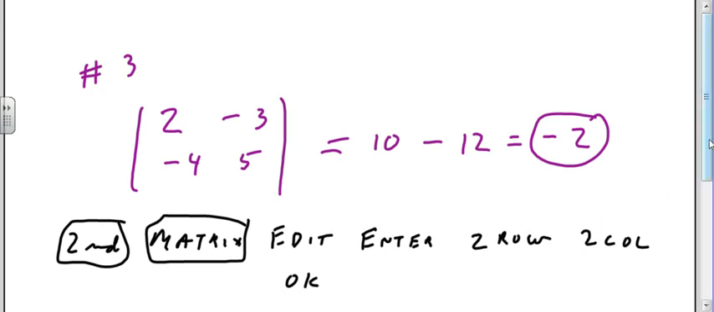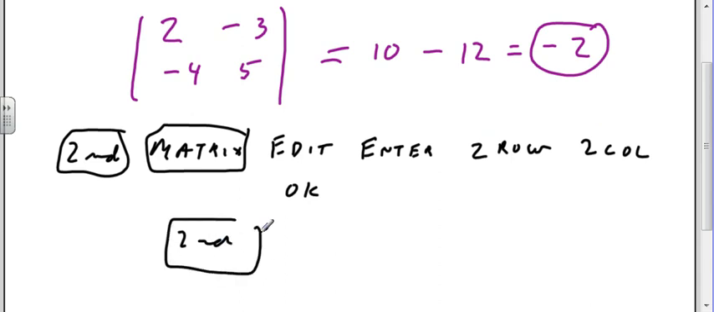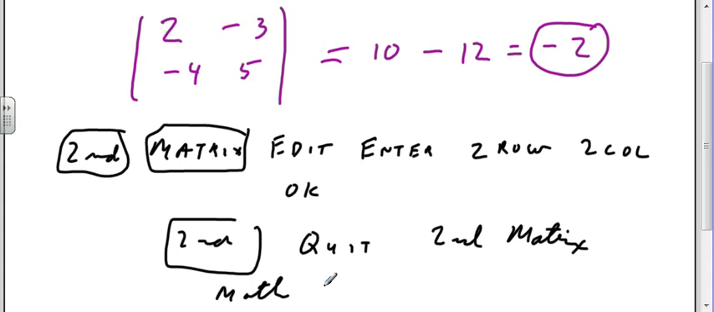Second function, escape. And second function, quit. And now I'm going to go second function, matrix. I'm going to go to math, and then I'm going to hit enter, and I get determinant. Now, I have to put an A there. So how do I get an A there? Second function 1. All right, so I hit determinant, and then I get second function 1 for the A. I close the parentheses. Syntax error.